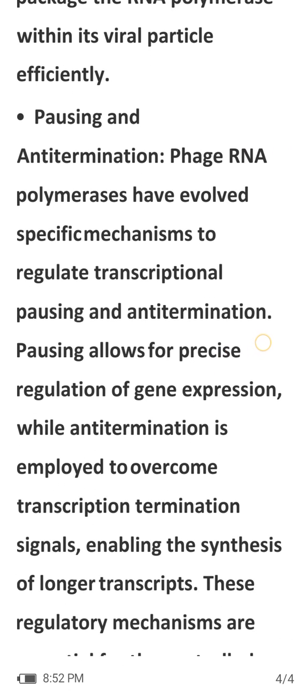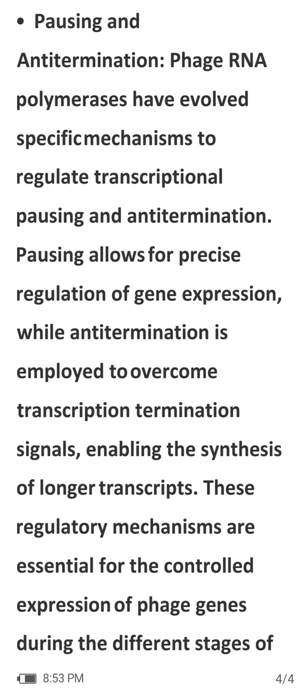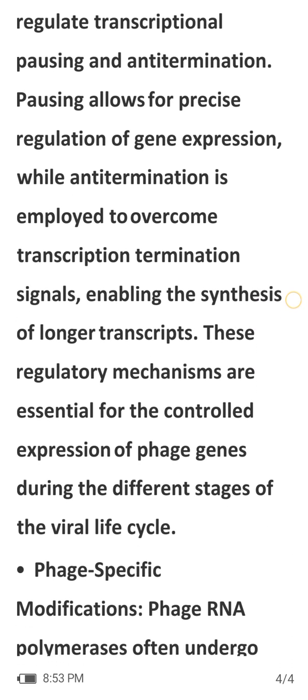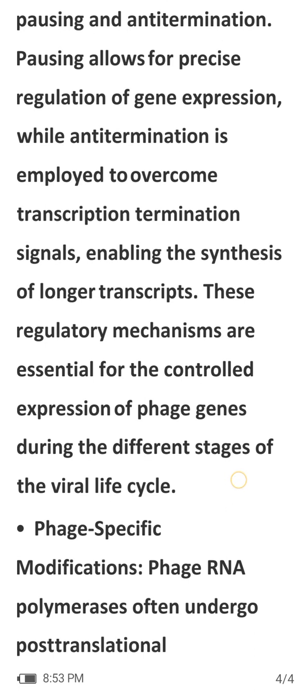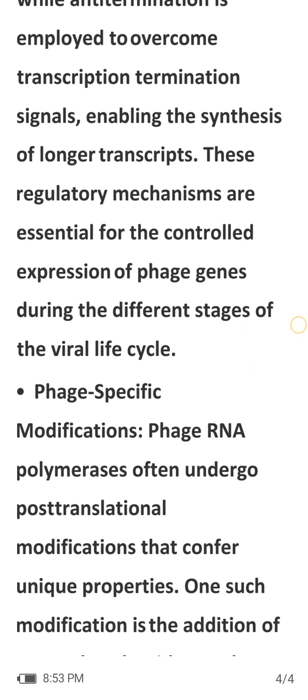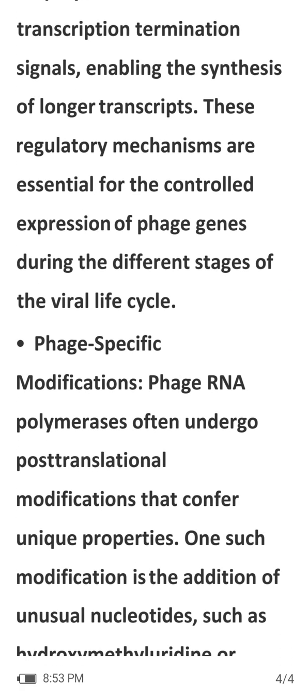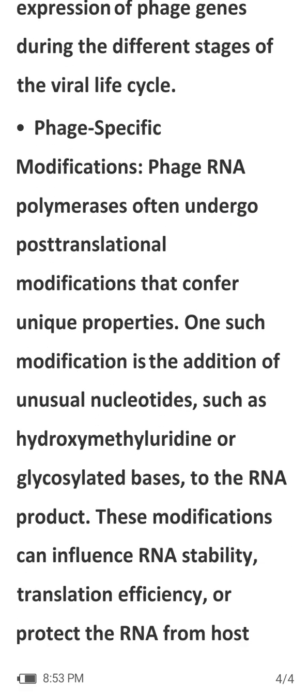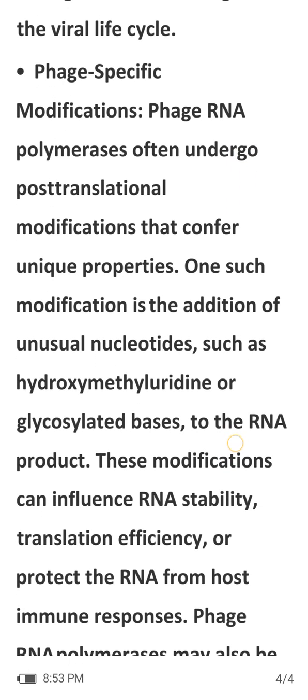Then pausing and anti-termination. Phage RNA polymerase has evolved specific mechanisms to regulate transcriptional pausing and anti-termination. Pausing allows for precise regulation of gene expression, while anti-termination is employed to overcome transcription termination signals, enabling the synthesis of longer transcripts. These regulatory mechanisms are essential for the controlled expression of phage genes during the different stages of the viral life cycle.